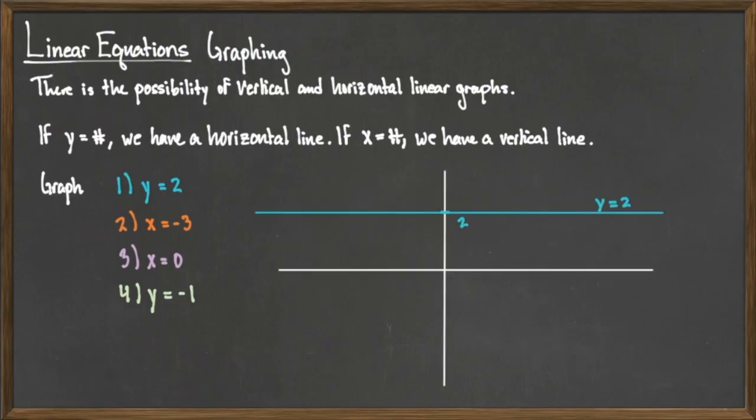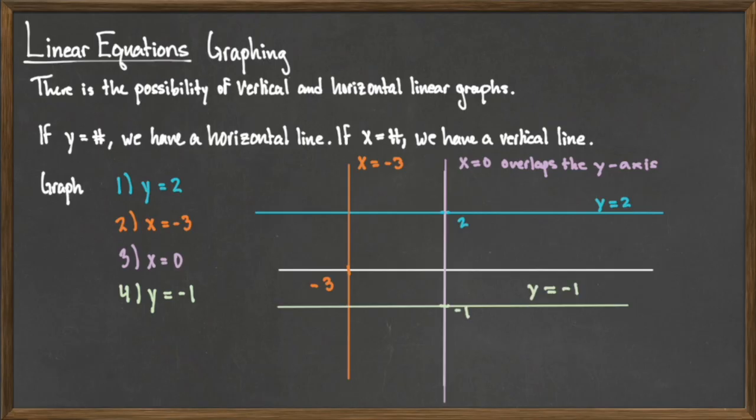The second one, x equals negative 3, says I have a vertical line at the x value of negative 3. The third, x equals 0, says that I have a vertical line at x equals 0, and this just so happens to overlap with the y-axis completely. And the fourth, y equals negative 1, says I have a horizontal line at the y value of minus 1.